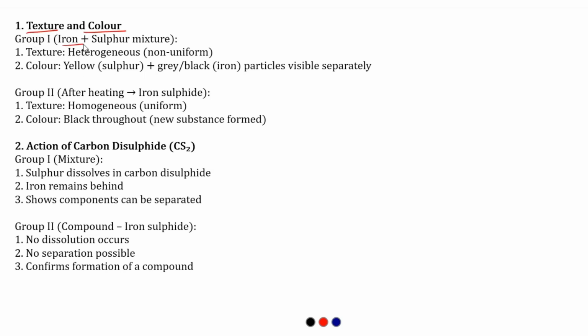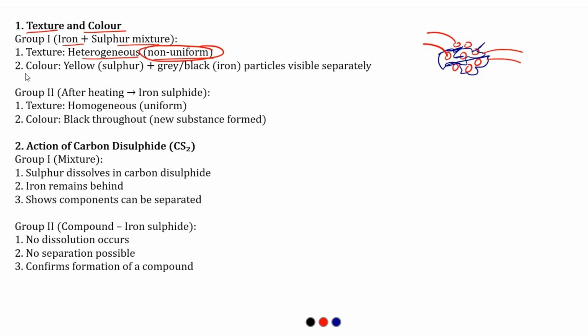Group 1: iron plus sulfur mixture. Texture is heterogeneous. That is nothing but what? Non-uniform. So when we mix iron filings and sulfur powder, iron filings will be a little bit larger in size, and the sulfur powder which we have mixed will be smaller in size. So easily we can separate iron filings from the sulfur powder. So this is called heterogeneous or non-uniform. The composition of the iron filings and sulfur powder is not uniform everywhere. We can easily separate iron filings as well as sulfur powder. So if you see the texture in group 1, it is heterogeneous.